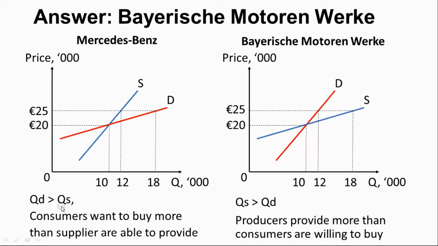What does it mean? If quantity demanded is greater than quantity supplied, 18 is higher than 12, consumers want to buy more than suppliers are able to provide. And for the second, if quantity supplied is greater than quantity demanded, producers will provide more than consumers are willing to buy. You want to sell 18, but consumers want to buy only 12 here. And in this situation, you are selling 12, but consumers demand 18.